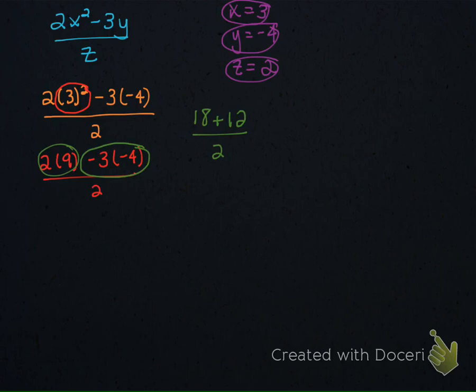So the next thing we're going to do is the 18, and we're going to add it to the 12, because remember that 12 became positive when we multiplied the 2 negatives. So we have the 18 added to the 12 becomes 30, still over the 2. And then the last thing we're going to do is 30 divided by 2. And so our final value of this expression is going to be 15.